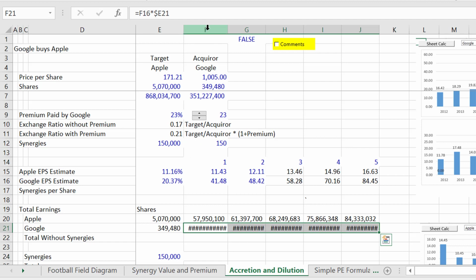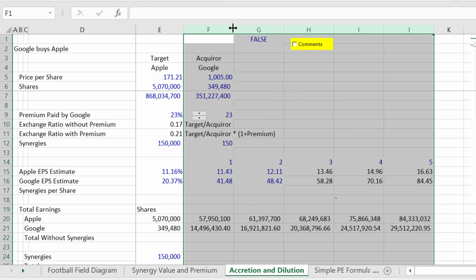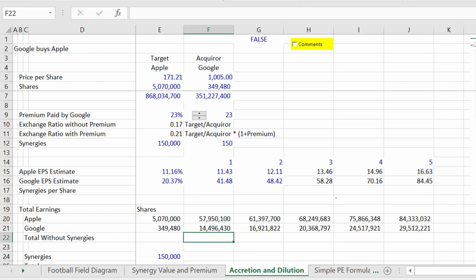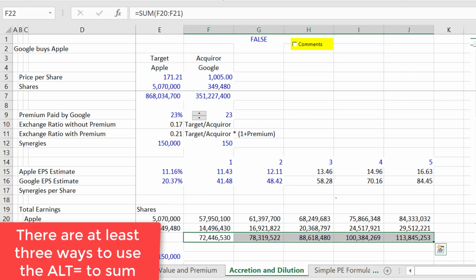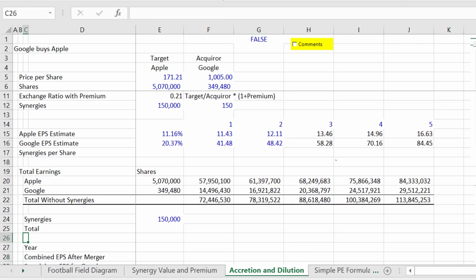Okay, I need to make it a little wider. I have a little shortcut to do this. This is what's freaking me out a little. Okay, so Apple actually gives more. And then if I want the total without synergies, I can select this across and press Alt equal. That gives me the total. And I can press Shift Control R a couple times, Shift Control E to get the underlines. And then I'm going to put, let's put no synergies in here.